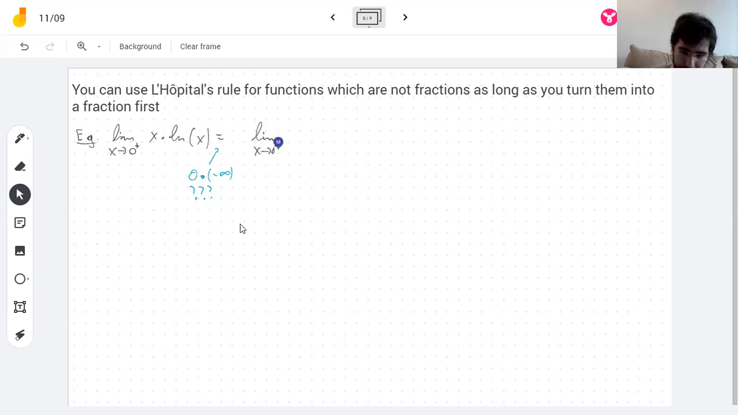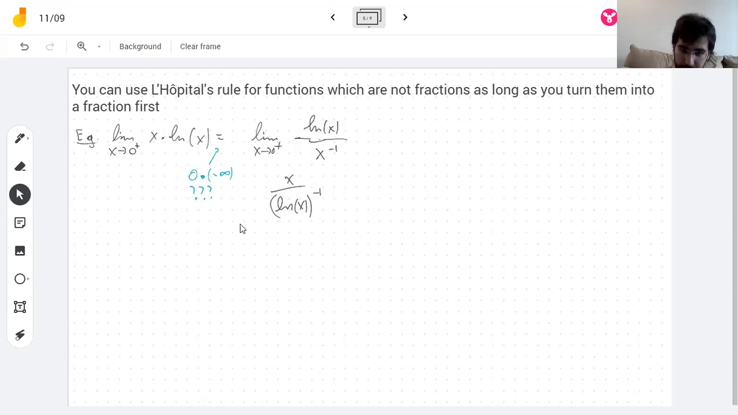So how do I write this into a fraction? I can think of two ways. I guess you could do ln of x over x to the negative one. Yeah. So what Dustin said, multiplying is the same thing as dividing by the inverse. So these two are the same. Or we could go x divided by ln of x to the negative one. I guess we could also go the whole thing divided by one, but I wouldn't get much from it, because that wouldn't be zero divided by zero or something like that.